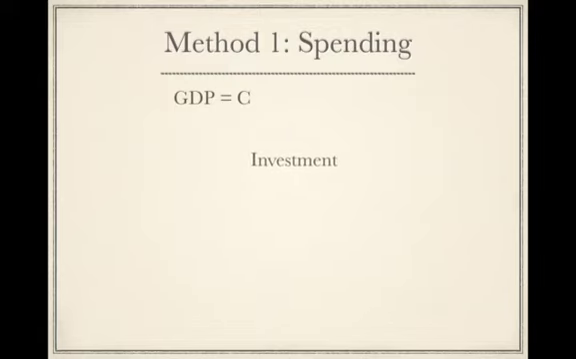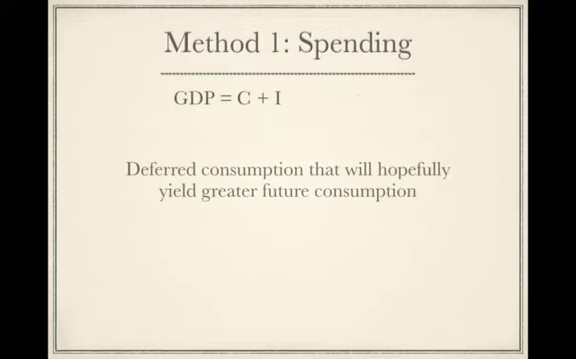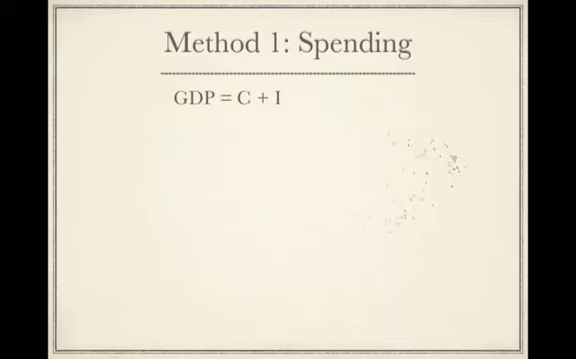We also then have investment, and this here would be deferred consumption that will hopefully yield greater future consumption. In other words, what's happening? Now, right now, we're assuming that investment and savings are the same thing, which we will relax in a bit. So I could take my income and spend it on buying things, or I could defer my consumption and invest it in other things, with the idea being that that will yield greater consumption in the future. So we have C plus I. Then we're going to add in G. G is government. C plus I plus G, SIG.